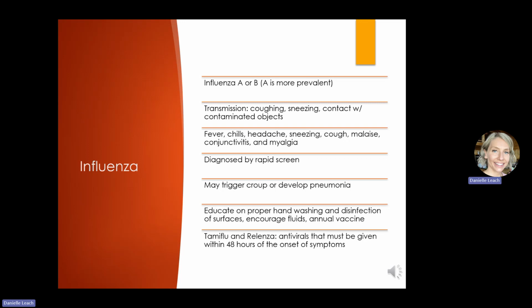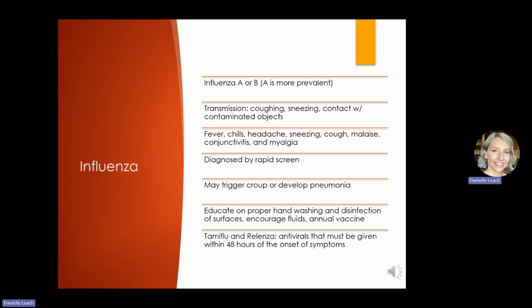Usually, the client will have self-limiting symptoms of fever, chills, headache, coughing, sneezing, muscle aches, malaise, possibly conjunctivitis as well. Typically diagnosed by a rapid flu screen or a respiratory panel screening. This could trigger croup in younger children or turn into pneumonia. We need to educate the child on proper hand washing and the parents on disinfection of surfaces, encouraging fluids, and then, of course, getting the annual flu vaccine to prevent it.